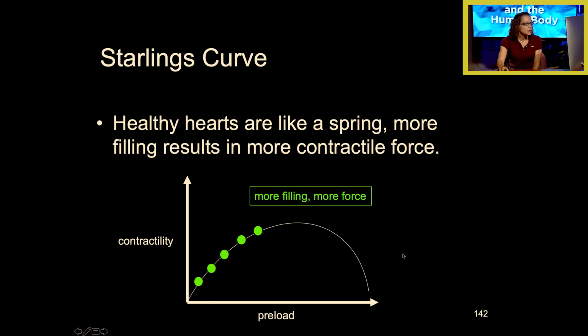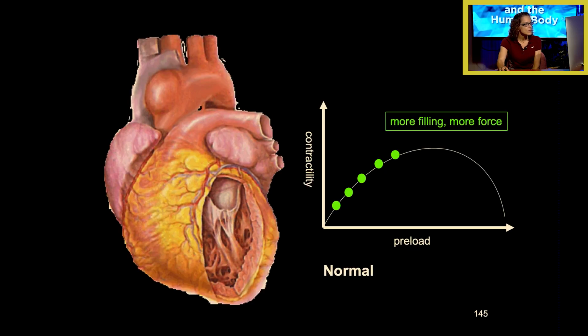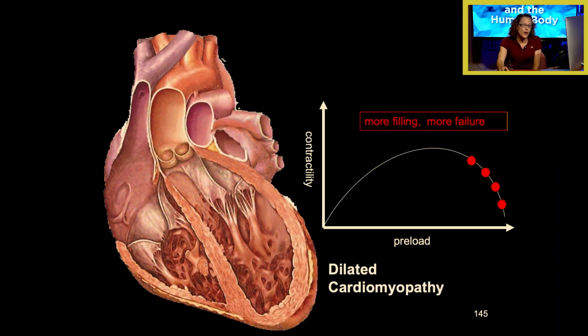More filling equals more force in a healthy heart. If the heart is overstretched, it loses its capacity to return force. So more filling doesn't equal more force. And if the heart is overstretched and loses its capacity to return force, more filling actually results in less force. So in a normal heart, we've got more filling and more force. But in the case of dilated cardiomyopathy, what we end up with is more filling and more heart failure.